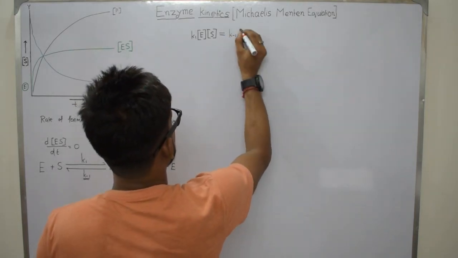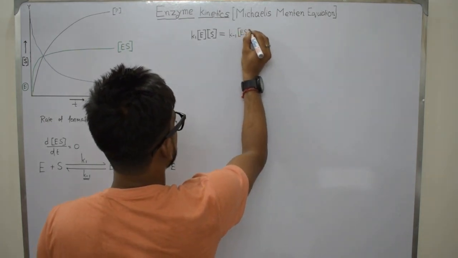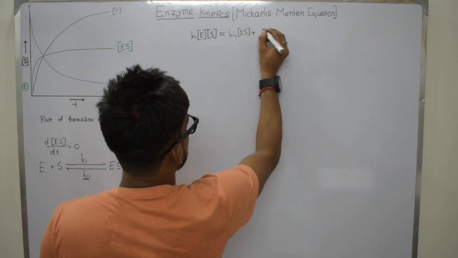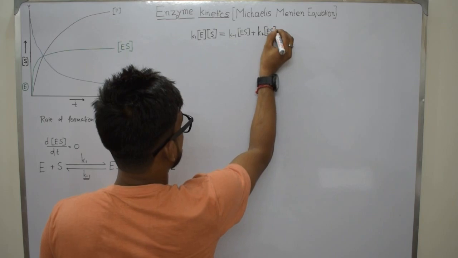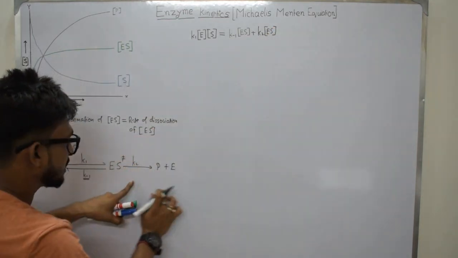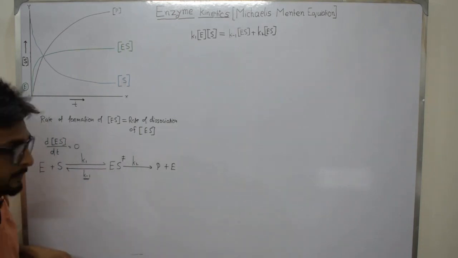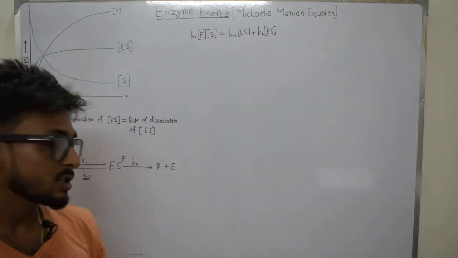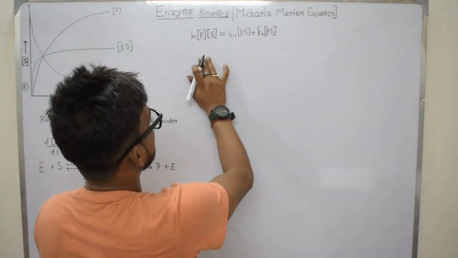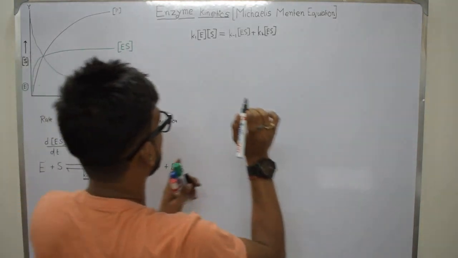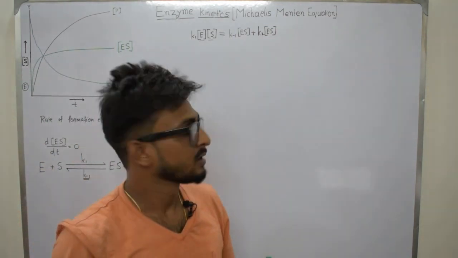K minus 1 into the enzyme substrate concentration plus K2 into the enzyme substrate concentration, because these two rates indicate the rate of dissociation of the enzyme substrate complex. Now from here we can see that this is the enzyme and this is the substrate concentration.